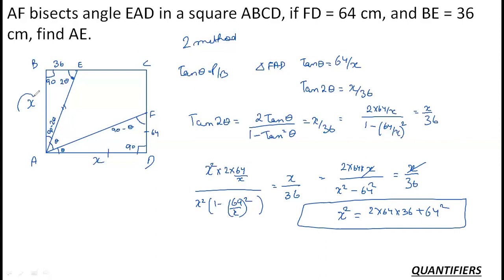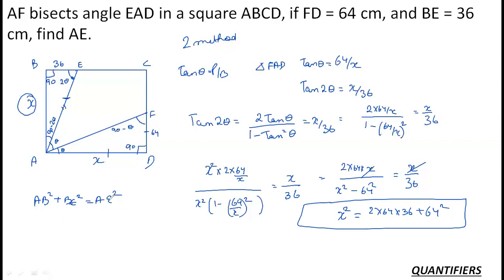Now X square की value मेरे पास आ चुकी है. I need to find this. Now this is a right angle triangle. How can I find this? Simply if I apply Pythagoras, AB square plus BE square is equal to AE square. This is the simple method. I need to find AE square. So what will be the value of this AE square now?